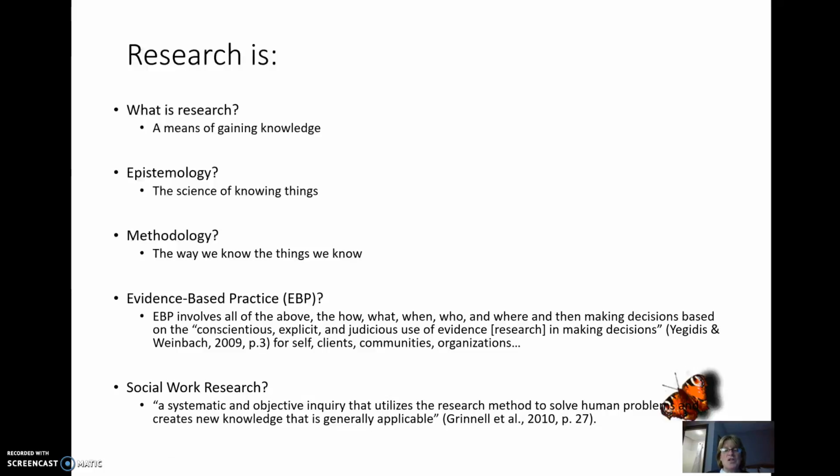Social work research, we're using research methods to solve human problems. So we're looking at human issues, things that affect everyone every day, like poverty. What are the factors that contribute to poverty? How do adolescents gain access to whatever it is that we think they're gaining access to? What interventions work best with elderly who are suffering from Alzheimer's? So all different kinds of things.